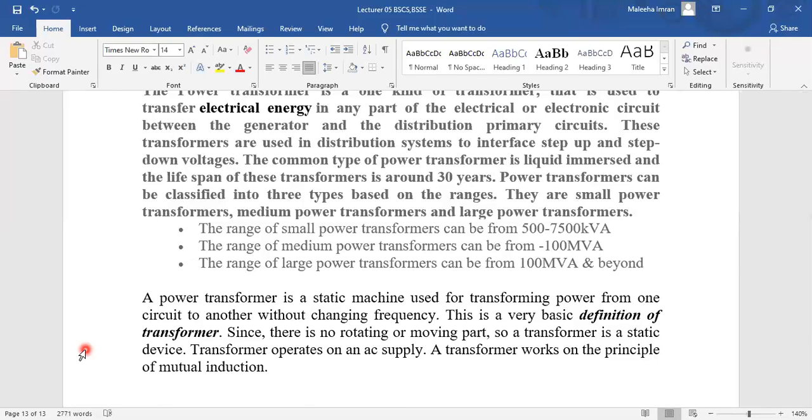A transformer is a static machine used for transforming power from one circuit to the other circuit without changing the frequency. This is a very basic definition of the transformer. Since there is no rotating and moving part, a transformer is static. A transformer operates on the AC supply. A transformer works on the principle of mutual induction also.